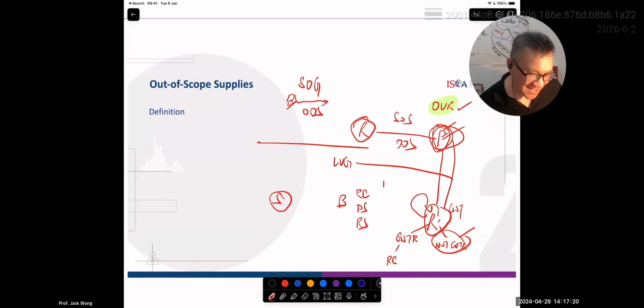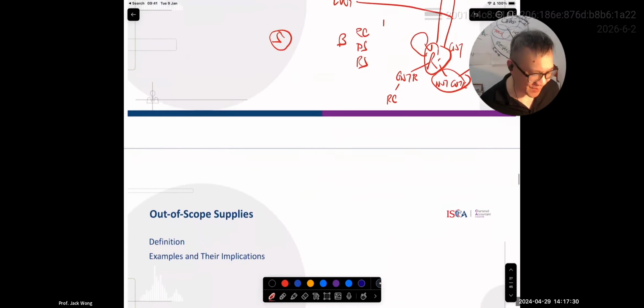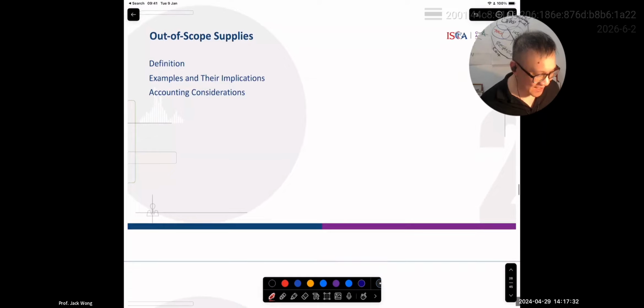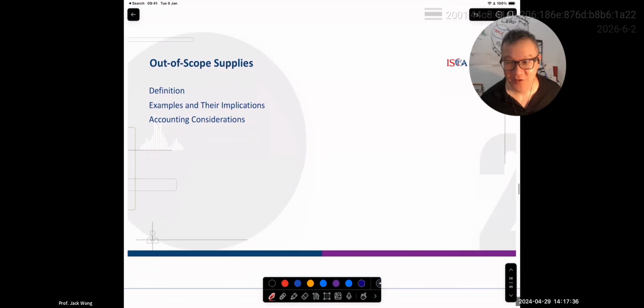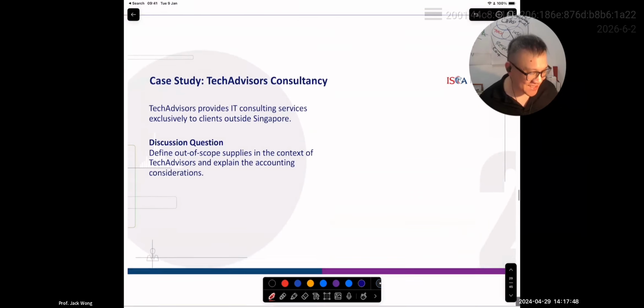Now, if you meet either of these scenarios, technically speaking, it is still out of scope supply at the time of doing this recording. Okay, so just a bit of an interesting point to know. All right, so the accounting consideration is that you've got to know what is out of scope supply so that you know whether you need to put a particular amount in your GST return. Okay, that is something you need to bear in mind. I think it's very straightforward. Okay, so let's look at this case.